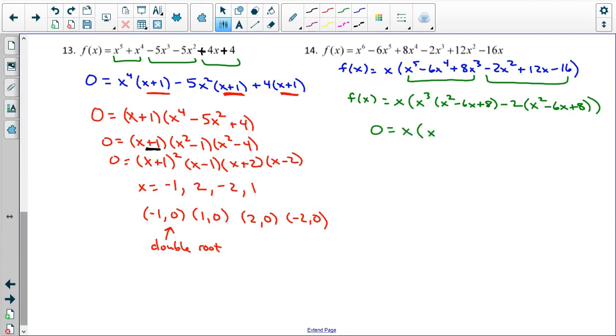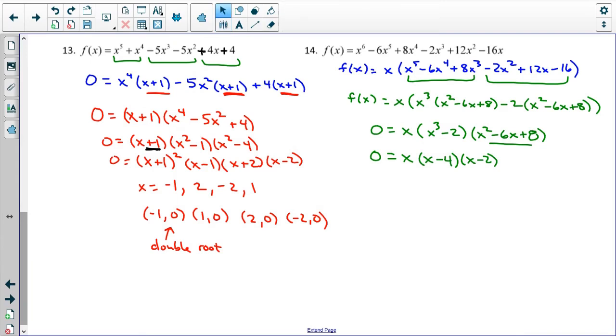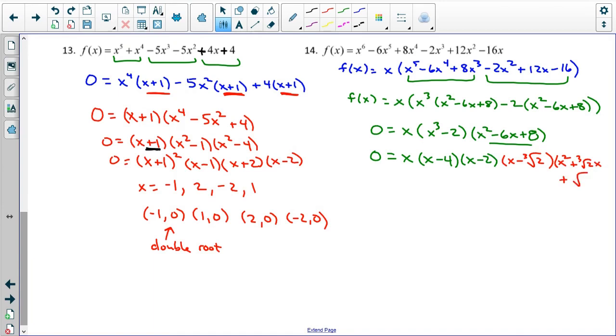I can have x times x cubed minus 2 times x squared minus 6x plus 8. So the x is a factor. X squared minus 6x plus 8, I'm going to write that as x minus 4 times x minus 2. And then this x cubed minus 2, if I really wanted to, I could factor that into an irrational thing. I'm not going to keep it this way. I'll leave it in red real quick. But I could write that as x minus the cube root of 2 times x squared plus cube root of 2 x, and then plus the cube root of 4.